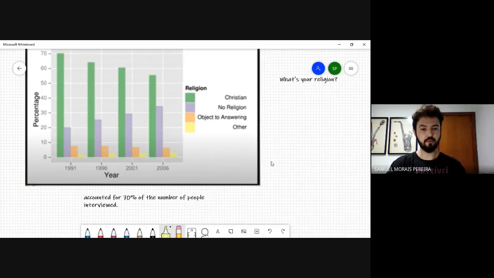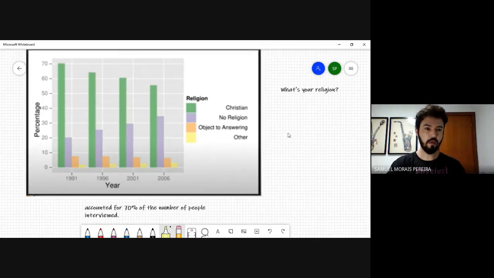How do you know that, Samuel? It's here, tá vendo? 70%, tá em porcentagens, so 70 represents 70% of the total number, ok? Então, remember, accounted for é representava. Então, em 91, o número de pessoas que disseram ser cristãs, né, accounted for 70%. Então, se 100 pessoas foram entrevistadas, 70 disseram que eram Christians, they were Christian, okay?